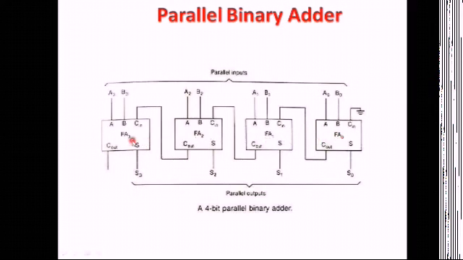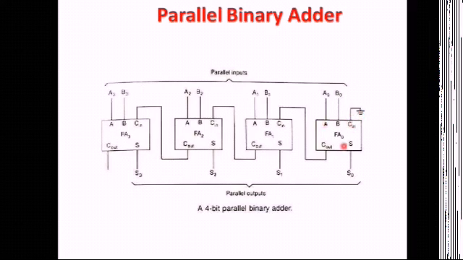Now, what was the number of the bits? There are two numbers, A3, A2, A1 and A0, and another number is B3, B2, B1 and B0. So each of the numbers is 4 bits, so the number of full adders will be 4. In the first case, the carry is 0, so we have connected Cin to ground.